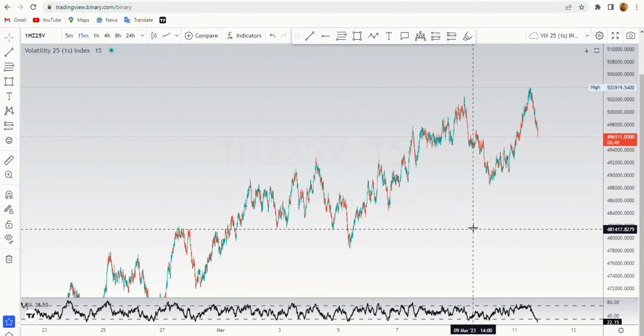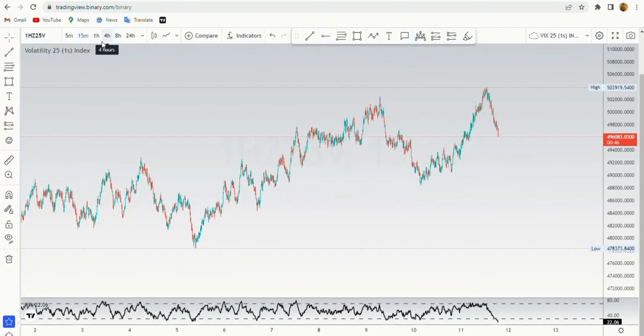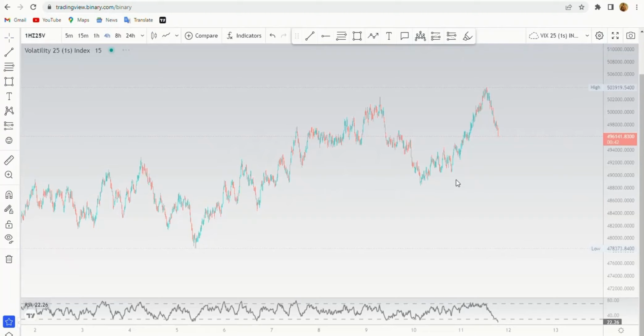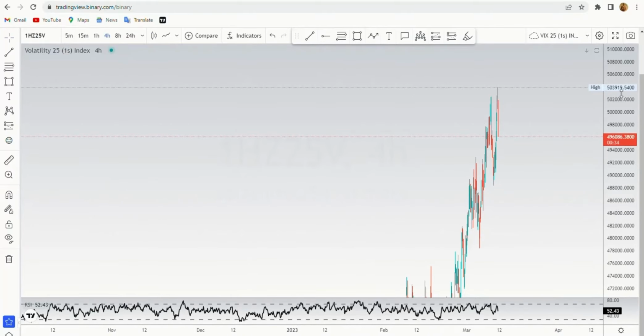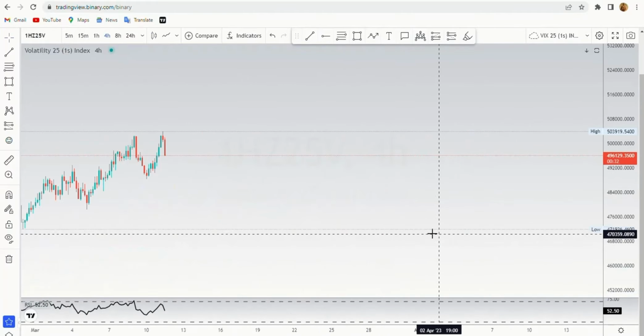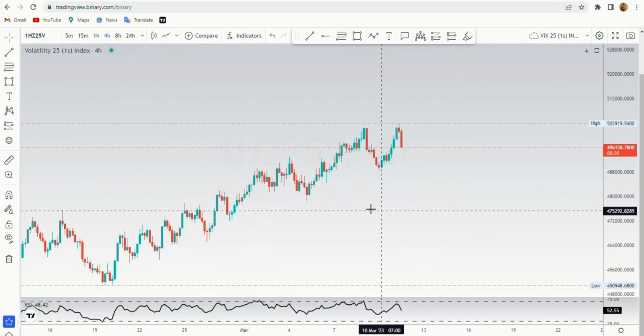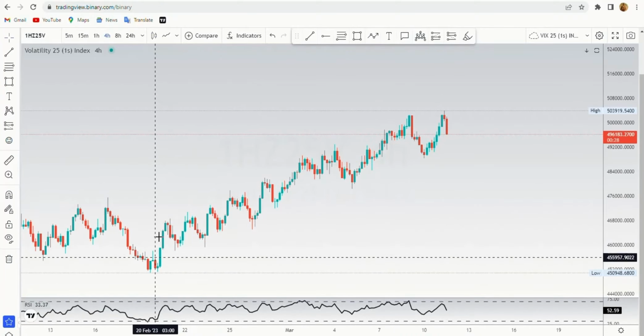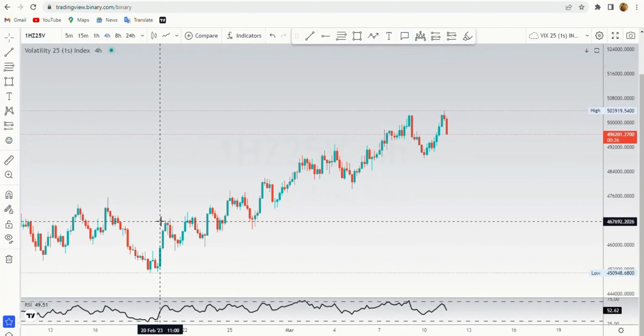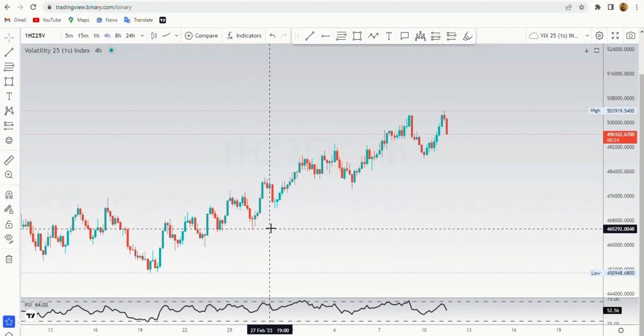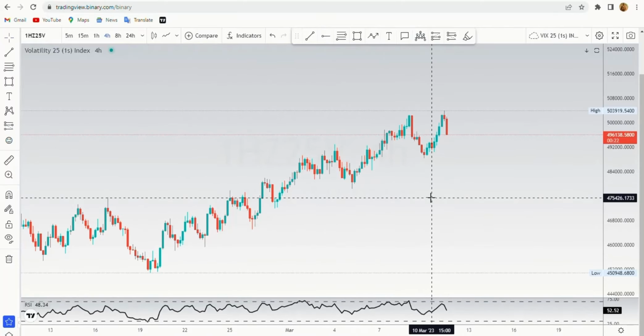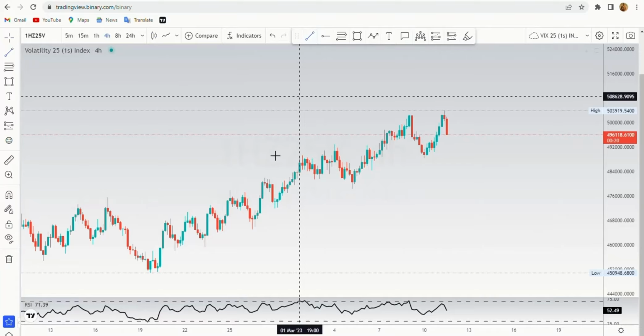So guys, when I was on the charts, it was probably yesterday during the night, around midnight, and I got to see something interesting happening on our VIX 25 1S. What came to my mind was that this is a trending market. As you can see, guys, it is making lower lows, higher highs, lower lows, higher highs, lower lows, higher highs, lower lows.